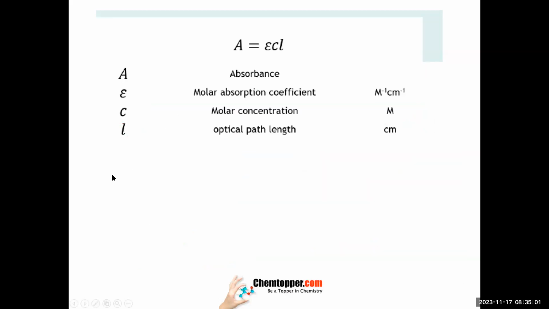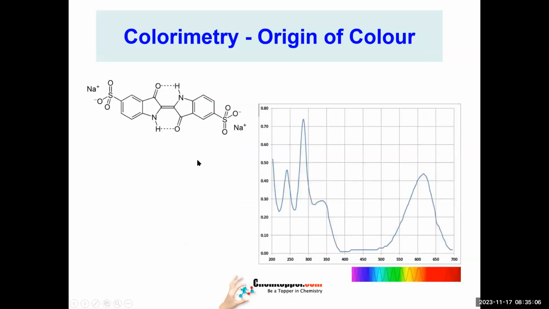Okay, so that's about your introduction of the equation. Now, how to use this equation? First of all, this equation absorbance, this colorimeter, this Beer-Lambert's law is done on colored solutions. Colored solutions have absorbance in the range of 400 to 800 nanometer. That's the visible light range, visible light in the electromagnetic spectrum.